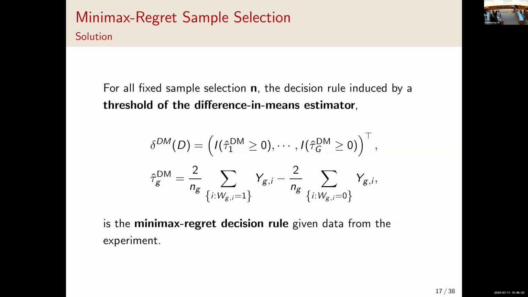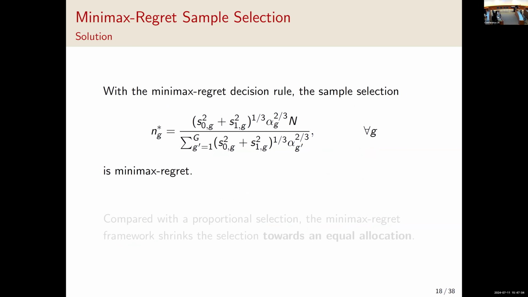Recall that there are in total two choices we need to make. One is the sample selection and one is the decision rule. So here in the first step, we find the Minimax-Regret decision rule given any sample selection n. And we show that the decision rule induced by thresholding the difference-in-means estimator is the Minimax-Regret decision rule. So what is this? It simply says that in each of the groups, I calculate the difference-in-means estimator and then assign treatment if it is greater than 0, and otherwise assign control.